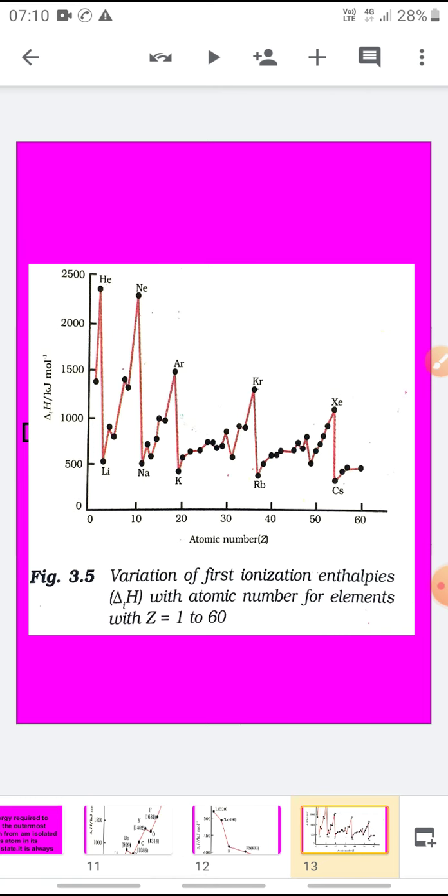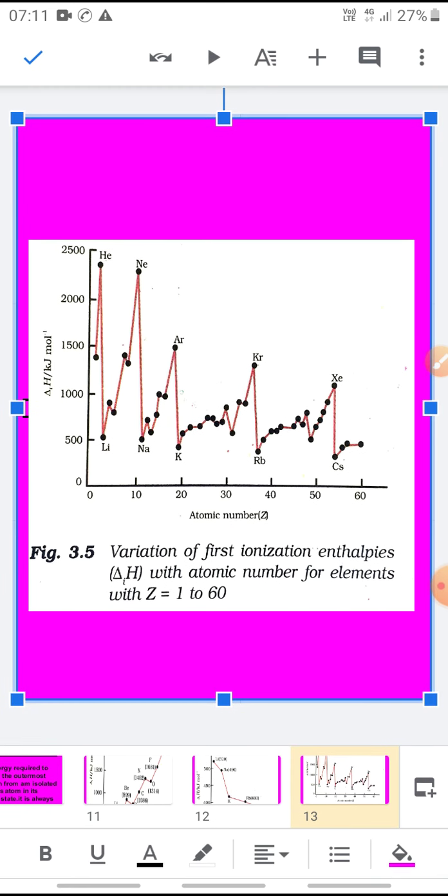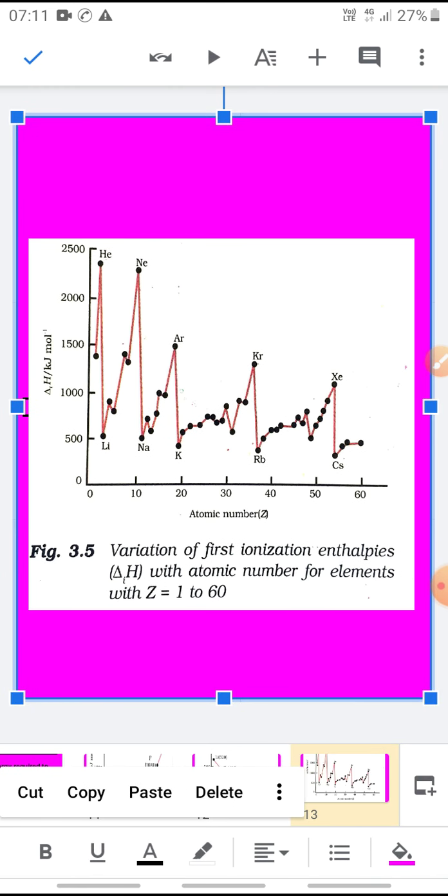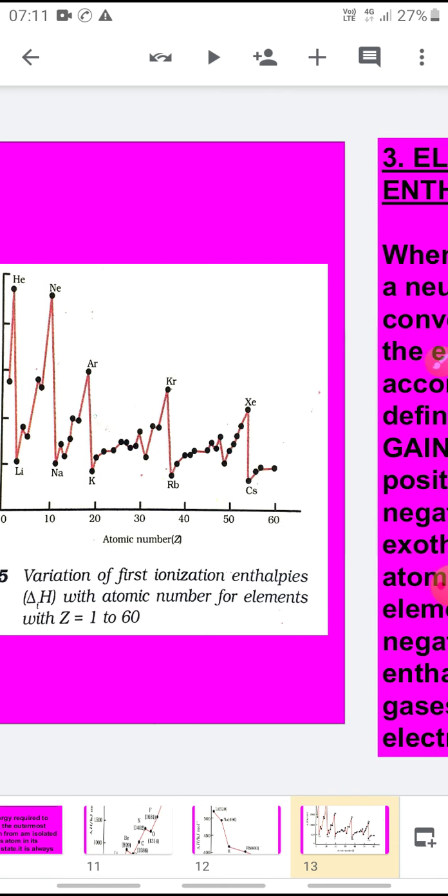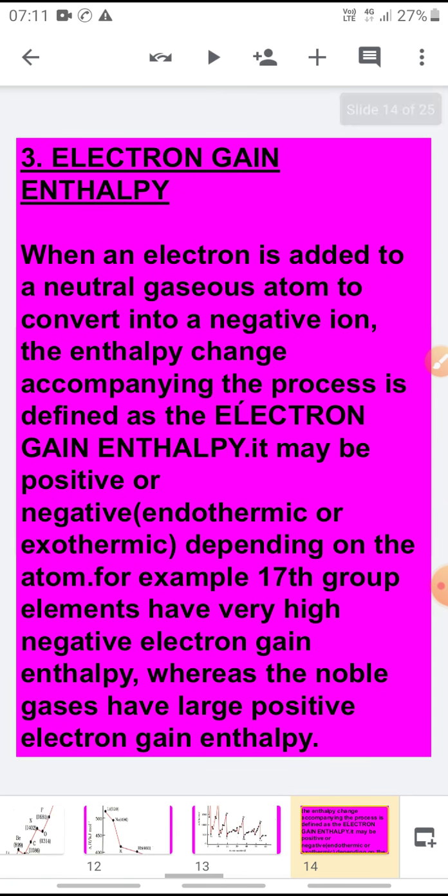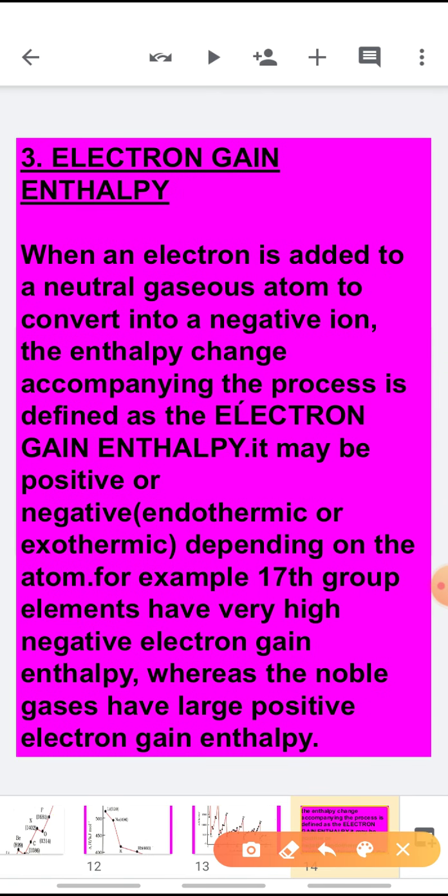Before the third property, you can see this trend in the variation of first ionization enthalpy from atomic numbers 1 to 60. The same trend is followed here: along a group it is decreasing, along a period it is increasing. Now, the third important trend that we have to study is the electron gain enthalpy.